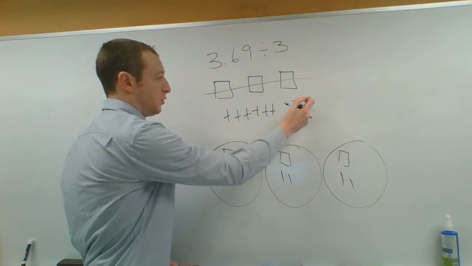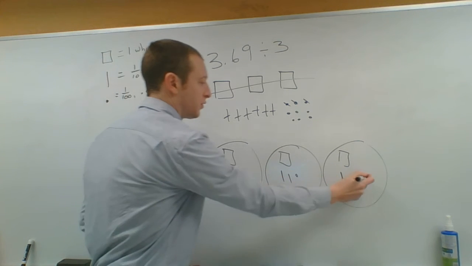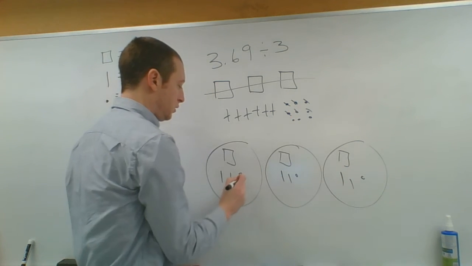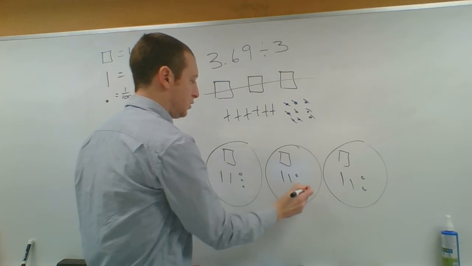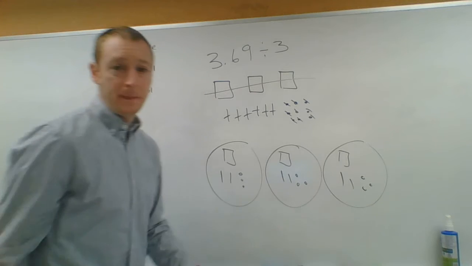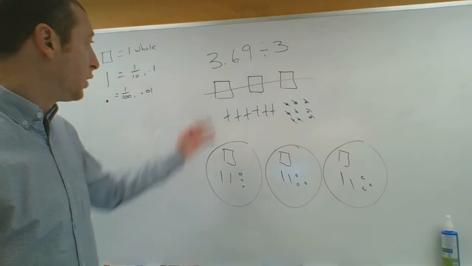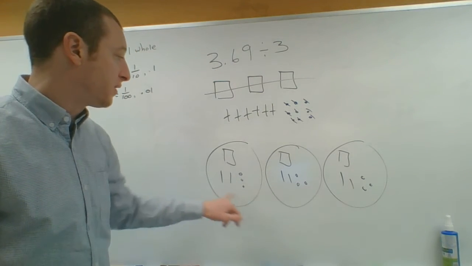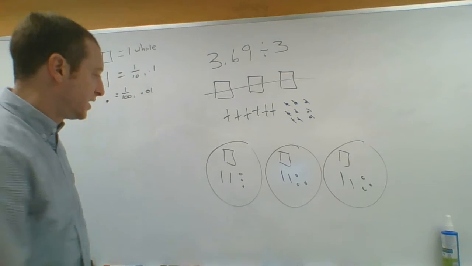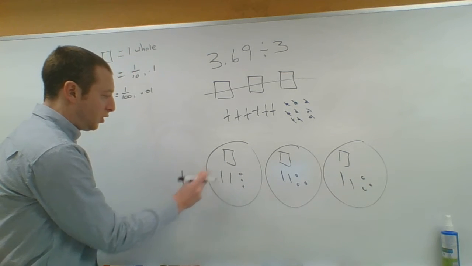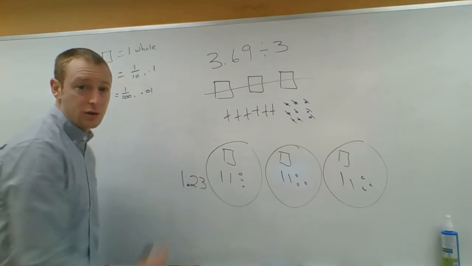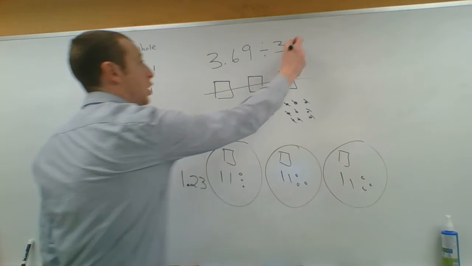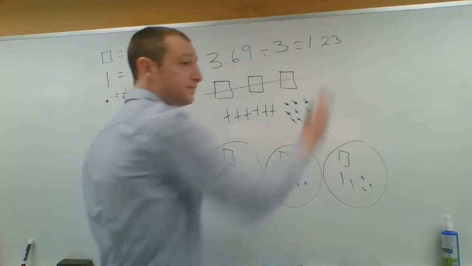Again, 1, 2, 3, 1, 2, 3, 1, 2, 3, 1, 2, 3. Okay. So what's the answer? What is 3.69 divided by 3? How many go in one group? Well, we have 1 whole, 2 tenths, and 3 hundredths. So the answer is 1.23.